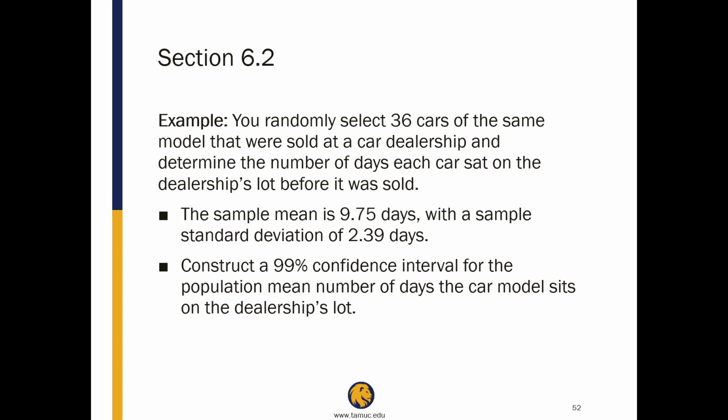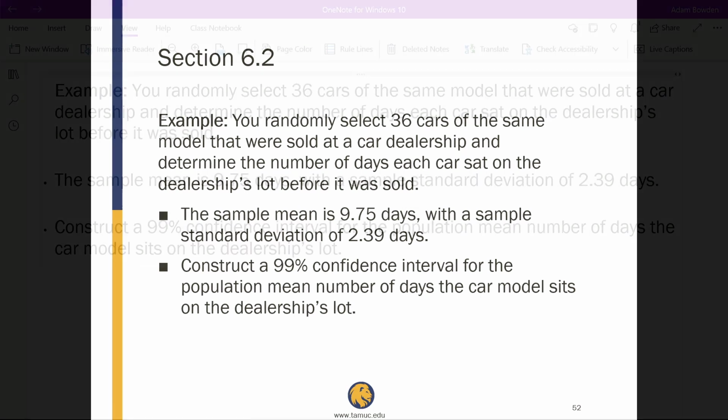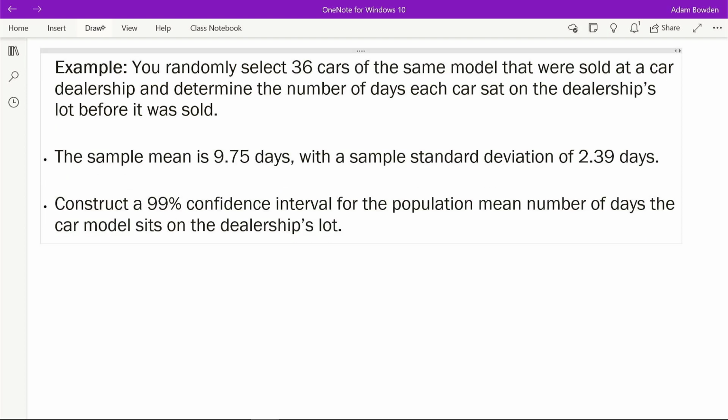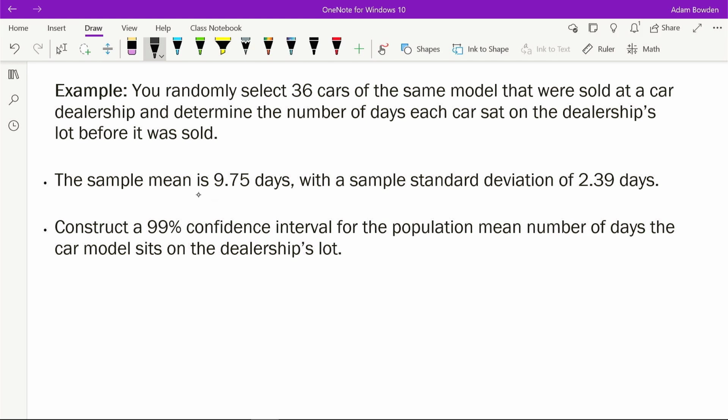Let's look at another example. We'll do the same thing here and try to find some confidence intervals as well. The example is randomly selecting 36 cars of the same model that were sold at a car dealership and determining the number of days each car sat on the dealership's lot before it was sold. It gives us our sample mean of 9.75 days and sample standard deviation of 2.39 days. We're going to construct a 99% confidence interval from this information.